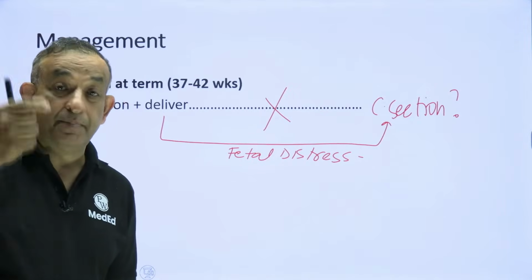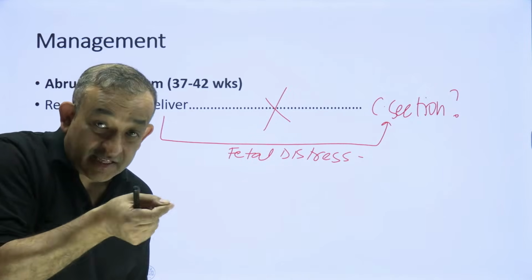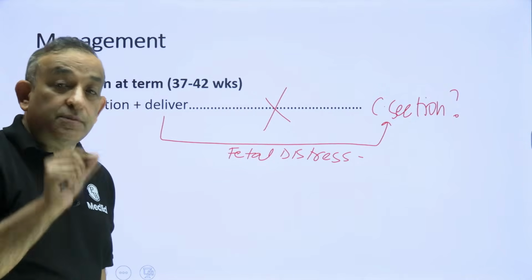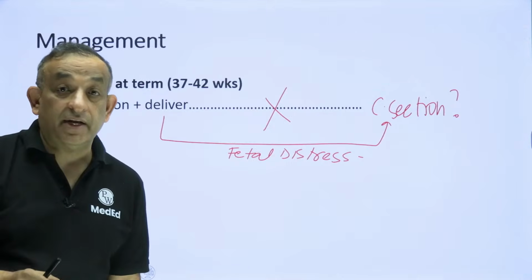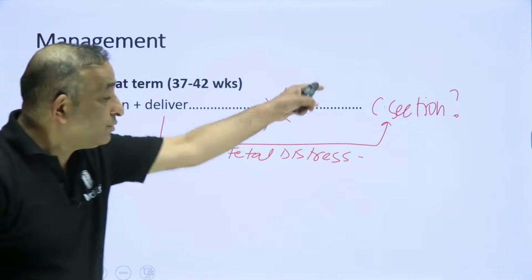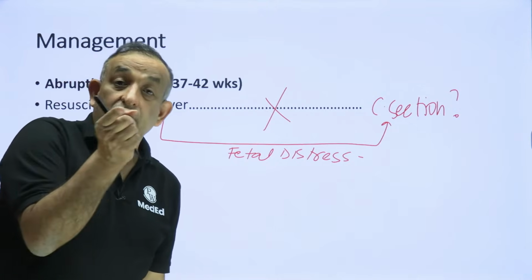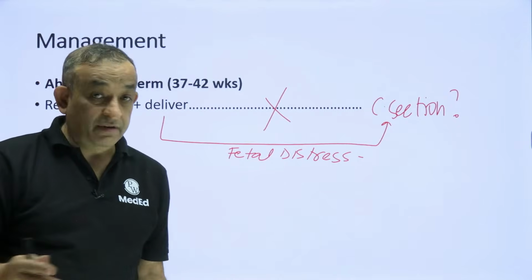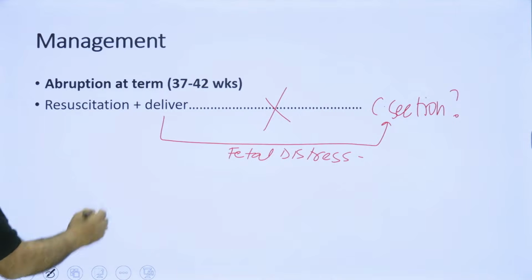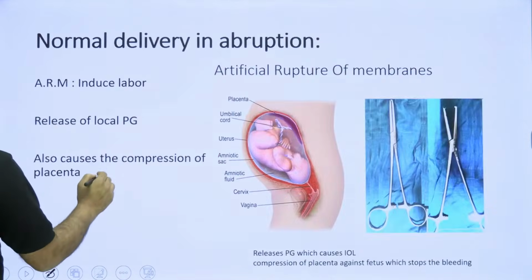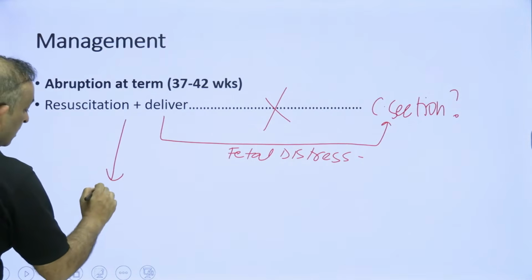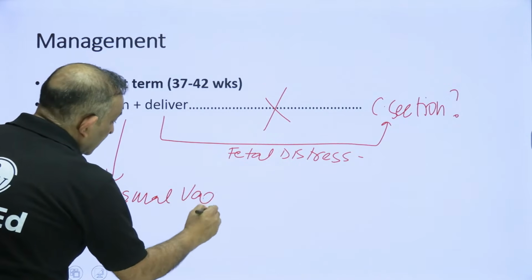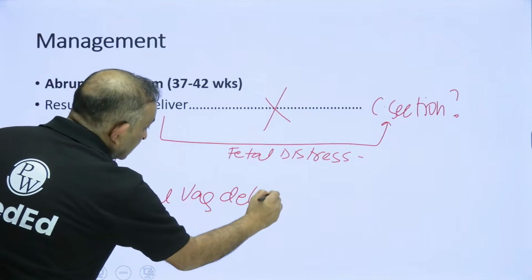So scalp blood pH: we go through the vagina, make a small cut on the head of the baby, and take that one drop of blood. If the pH is less than 7.2, or there is fetal distress, then I do cesarean section. So the indication of cesarean is not the abruption, it is the distress if it is there. If the baby is fine, we do normal delivery. So yes, delivery is by normal vaginal delivery. Normal vaginal delivery is what is done.